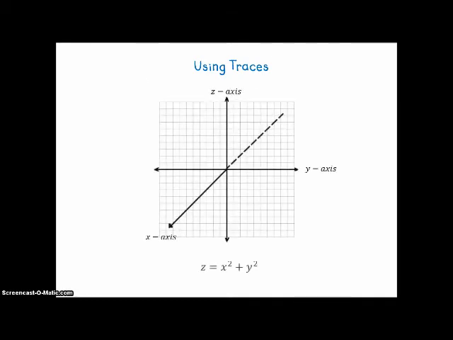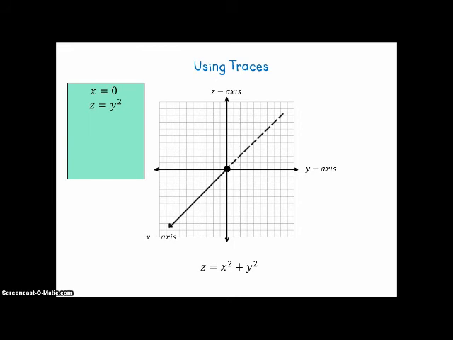Okay, let's try another one. z equals x squared plus y squared. This time, z is not squared. So what difference does that make? Well, again, if x and y are 0, z is 0, so we get a point on the origin. Now, what if x is 0? Then what shape do we get on the yz? What trace do we get on the yz plane this time?